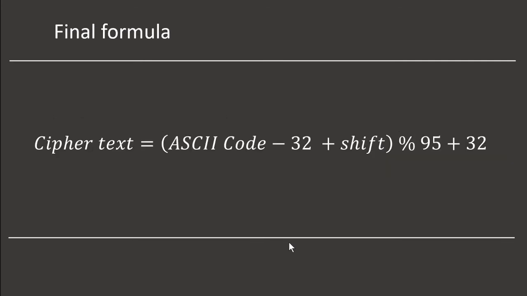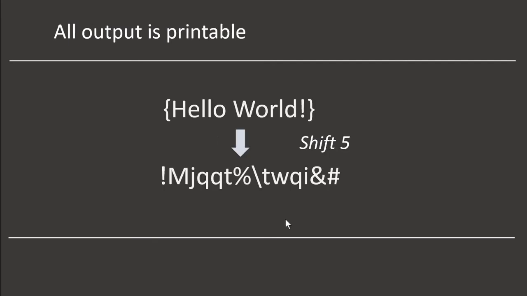If we do that, our final formula is going to be, to get our ciphertext, we're going to take the original ASCII code, subtract 32, add the shift, take the result of that sum, mod by 95, and then add back the original 32 to get back into the space of printable ASCII characters. If we apply that to our original example, we see, of course, now we have an exclamation point and a hashtag to replace the 2 brackets. Everything is legal, everything is printable, all is well.